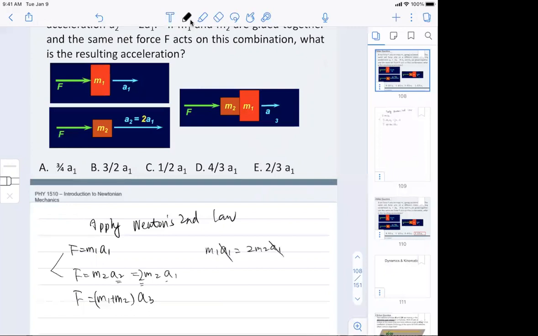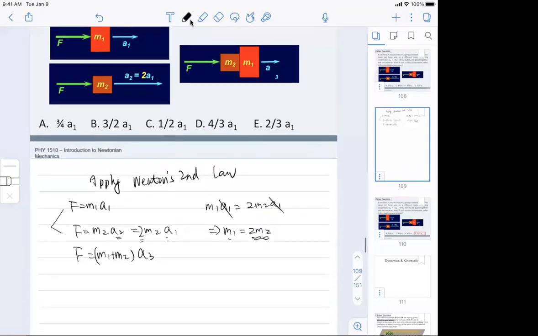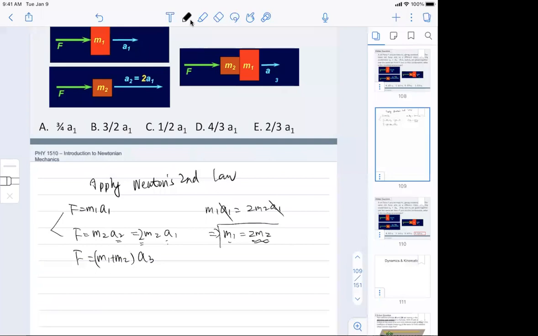So you cancel out A1. I know the relationship of M1 and M2. M1 is twice the mass of M2, which makes sense, right? You accelerate a bigger mass, you get half the acceleration. You get a smaller mass, you get twice the acceleration, right? M1 is twice the mass of M2. So that's one relationship we got, which can be plugged into the third equation.